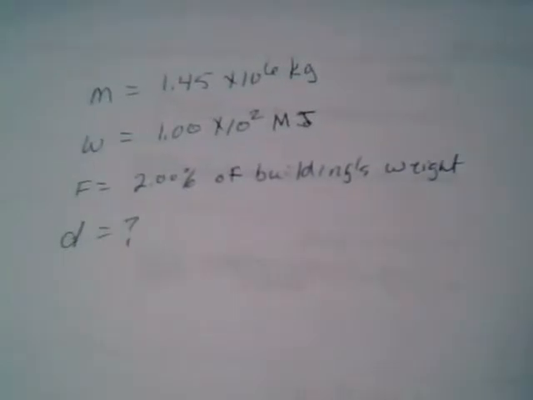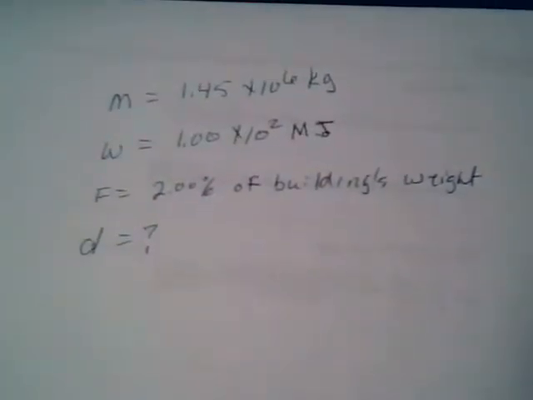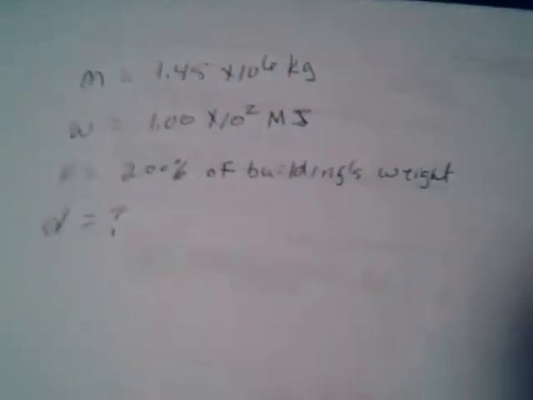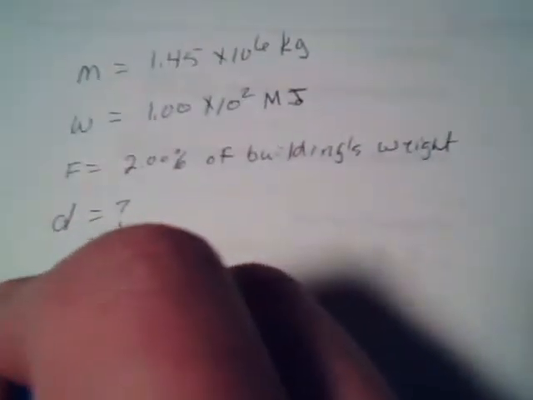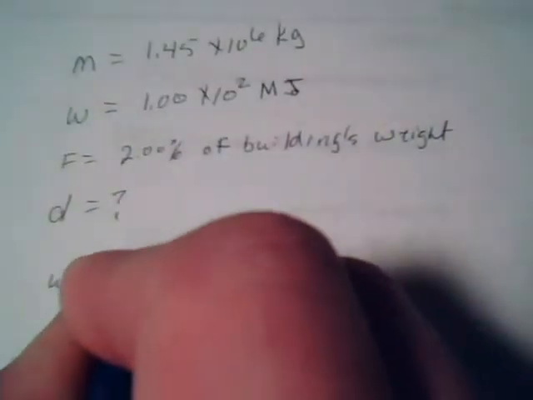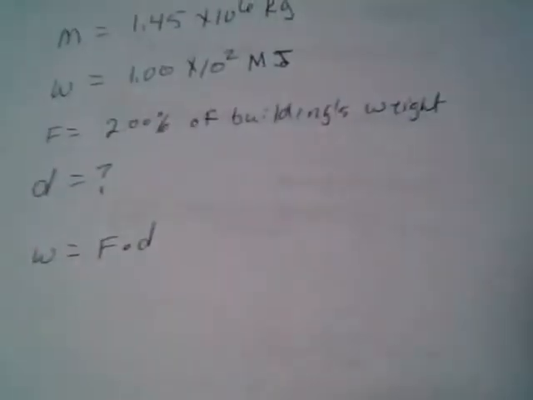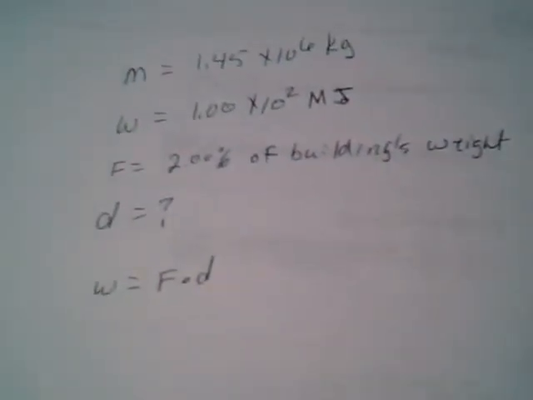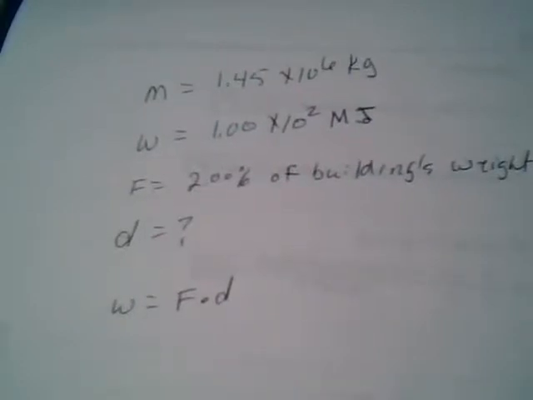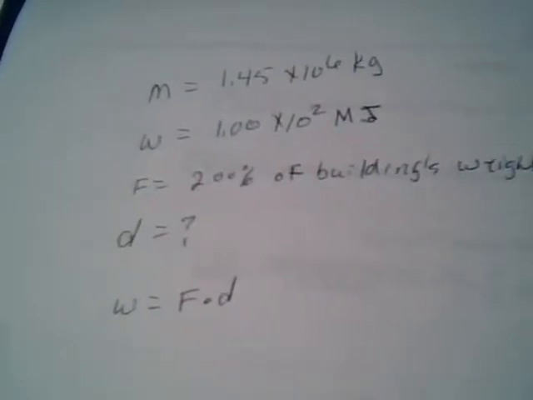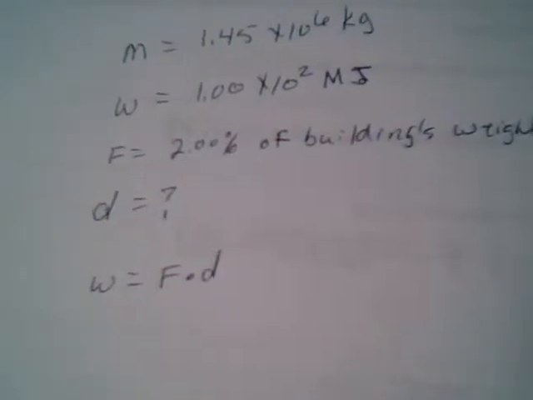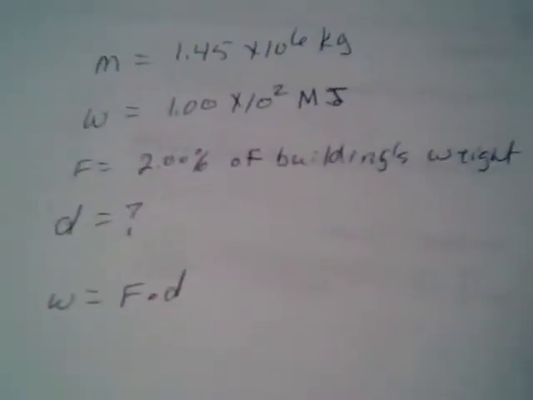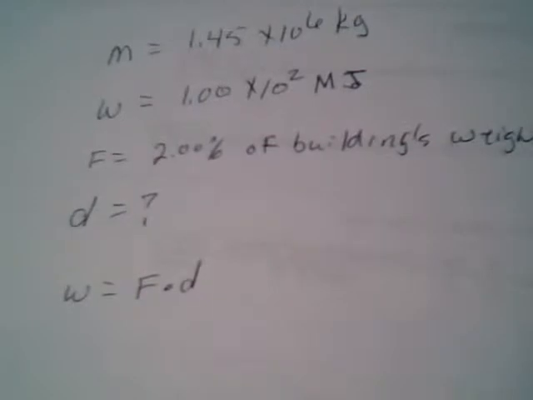Now, on this first page, all of this first page is about work. And the formula for work: work is equal to force times distance. So everything you're going to be looking at here is going to be talking about a force, a distance, or work. So now we know the mass, we know the weight, and we know the force.